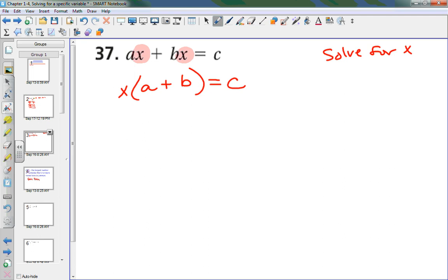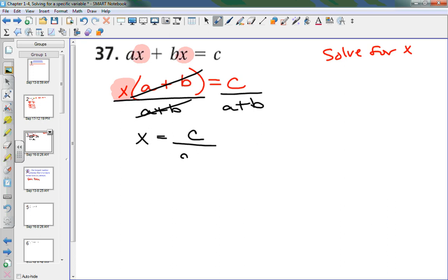So now that I've pulled out what's in common, which is the x, I need to continue to solve for x. So what's attached to the x? What's attached is the a plus b, the whole quantity. So what we're going to do is divide by that whole quantity of a plus b. So the a plus b is gone on both of them, and I'm left with x is equal to c over a plus b.